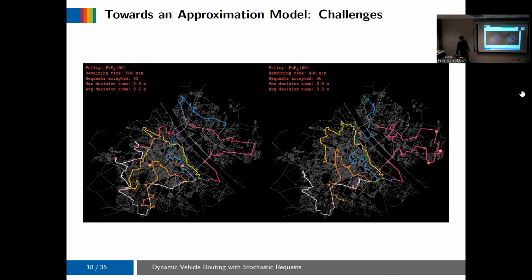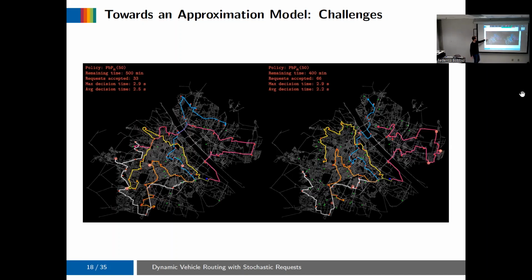And I'm coming back here because now you can notice this idea of the routes not changing that much. So you see that here you have 500 minutes to go, here you have 400 minutes to go. Here you accept 33 requests, here you accept 66 requests. But you see that those vehicles, they moved. So for example, this white vehicle here moved. Now this vehicle is here. But you see that the white route, the planned route, didn't change too much. Even though you double the number of accepted requests, those routes are still more or less the same.